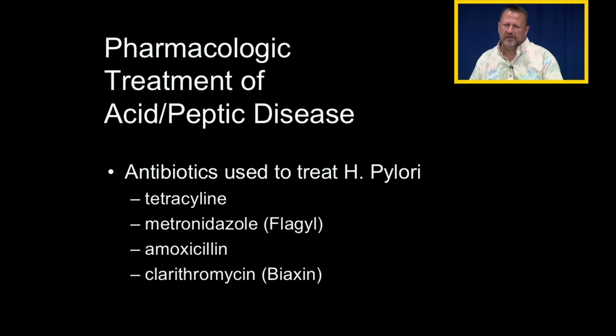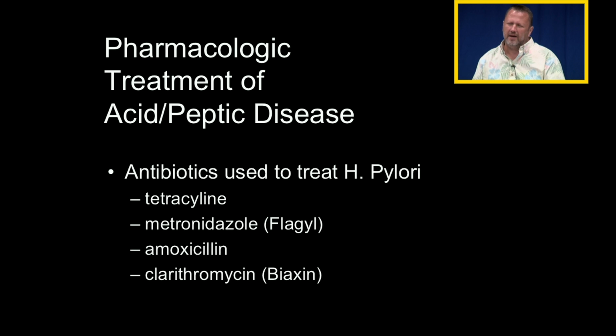Amoxicillin can be used to treat H. pylori. Clarithromycin, which is Biaxin, is more commonly used to treat H. pylori. But again, the macrolides, this antibiotic class, can cause nausea and vomiting in people as well. And usually we choose two different types of antibiotics when we treat H. pylori if it's severe enough.